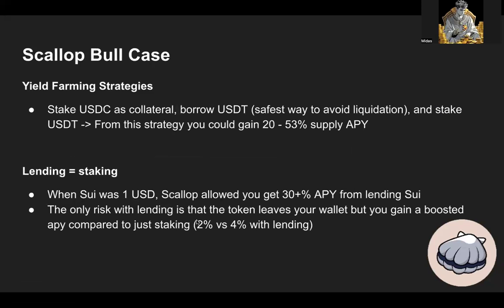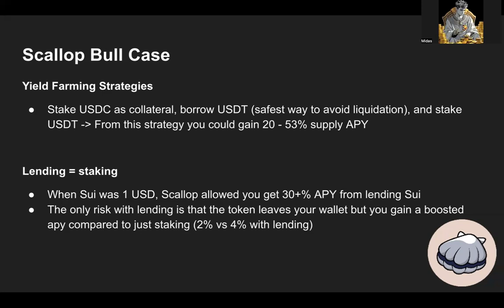So for the bull case for Scallop, like I mentioned, that yield farming strategy, what people have been doing is staking a stablecoin such as USDC as collateral and borrowing another stablecoin like USDT, which is the safest way to avoid liquidation because they're pegged to the US dollar, so both coins won't drop that much, unless we have another situation like that token, I forgot its name, that collapsed against the US dollar a couple years ago. And from there you can stake the USDT.